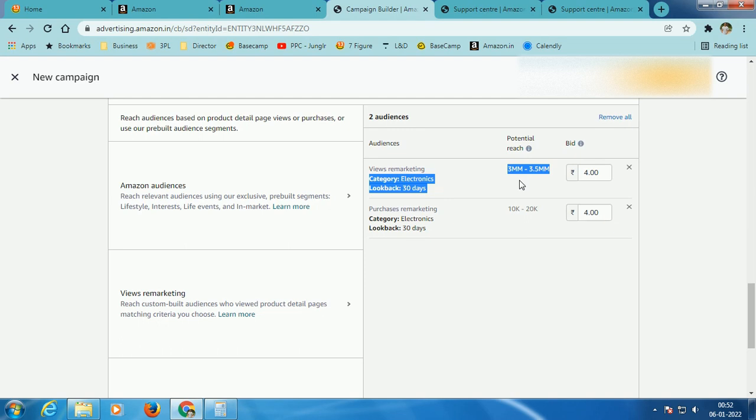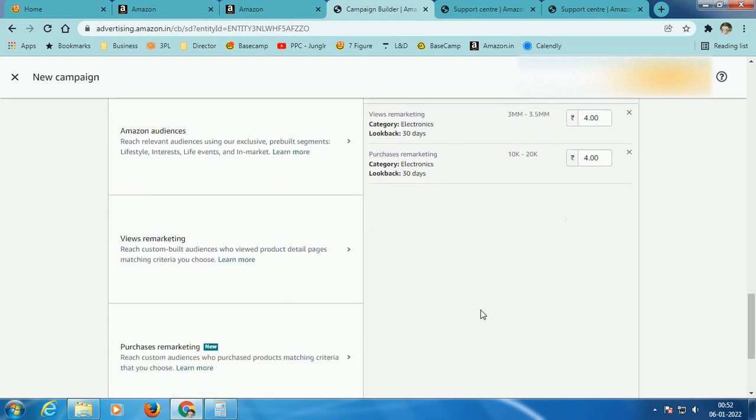Think big. Now if you were to do all that, you need to know what the demand is, not from Helium 10 or Jungle Scout. You need to know that from Amazon directly, and I am telling you where to find that data. Okay, now views remarketing, I hope you understood this. Now let's get into a much more interesting aspect.